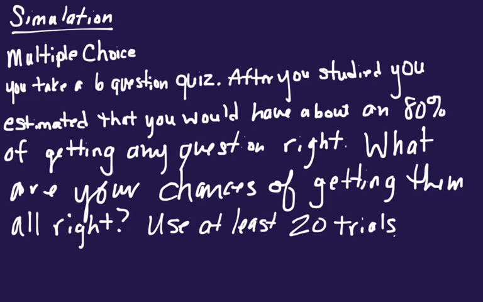And we want to simulate this. If we're just guessing and we know 80% of the material, then what's the chance that I could get lucky and get all questions right even though I don't know all 100% of the material? So we're going to let our numbers and our simulation do this for us, and we'll just see what happens.